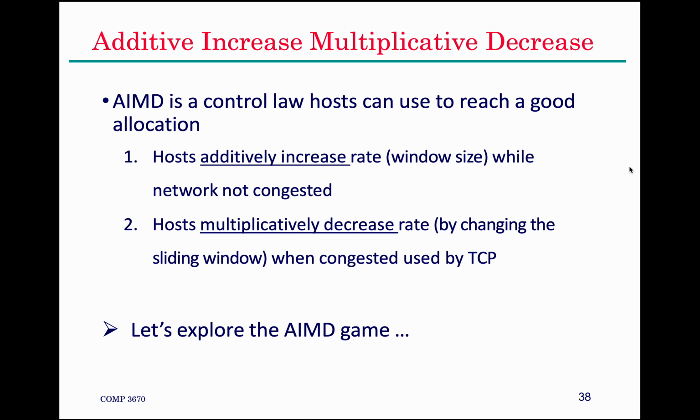Okay, so what happens after that? If the host keeps additively increasing the rate at which it's sending packets, there's going to come a point where congestion starts to happen. When that point comes, that's when the network layer is going to tell the host that there's congestion happening, and the host is going to start to quickly, multiplicatively, meaning quickly, decrease the rate by which it's sending packets. So in terms of what that actually looks like, it looks like this.